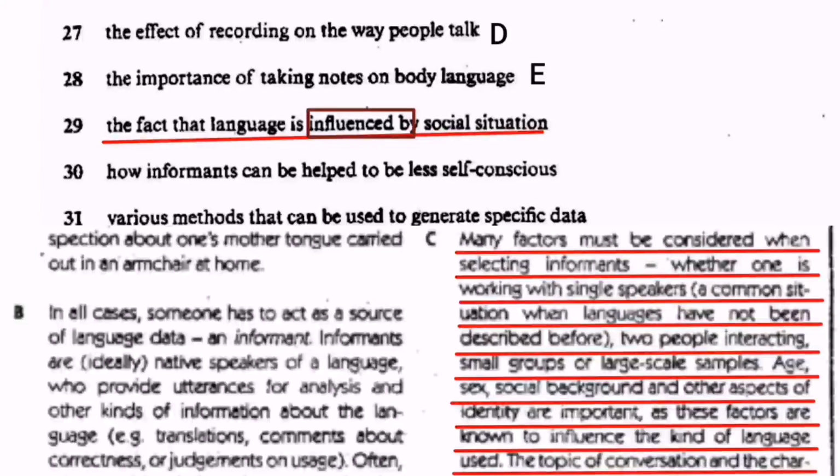It means that whether one person speaks with a single person, as we have read in the second line of paragraph C, or two people interacting, small groups or large-scale samples, as we have read in the fifth line of the paragraph. Age, sex, social background, and other aspects of identity are important, as these factors are known to influence the kind of language used. So we can say that the use of language is influenced by age, sex, social background, and other aspects. So the answer of question number 29, the fact that language is influenced by social situation, is in paragraph C, and we can write C in front of question number 29.